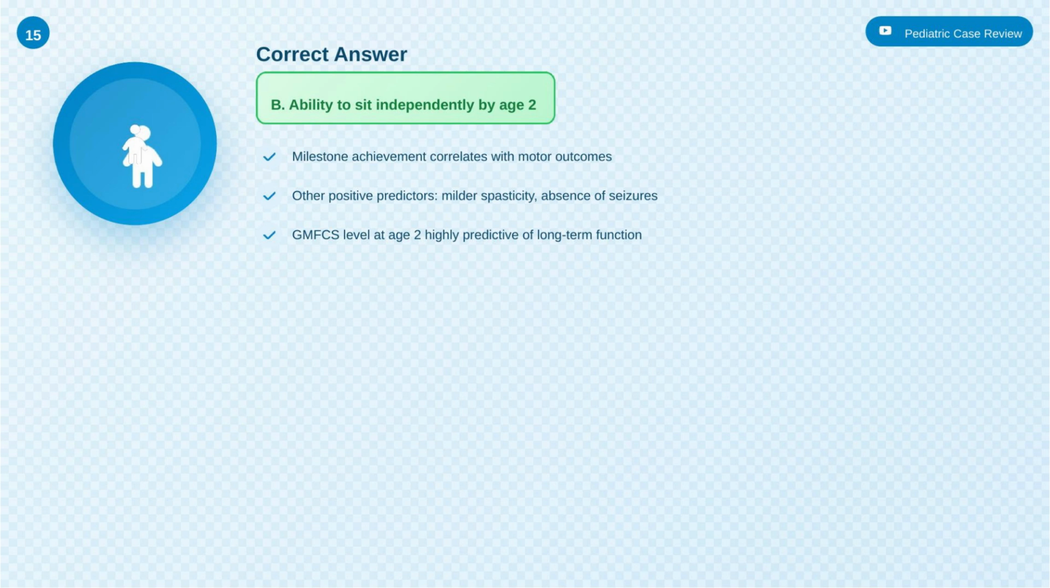This developmental milestone indicates sufficient trunk control and balance for potential ambulation. Other positive prognostic factors include milder spasticity, absence of seizures, and higher cognitive function. The gross motor function classification system level at age 2 is highly predictive of long-term functional capabilities, with children at GMFCS levels 1 and 2 having the best prognosis for independent ambulation.